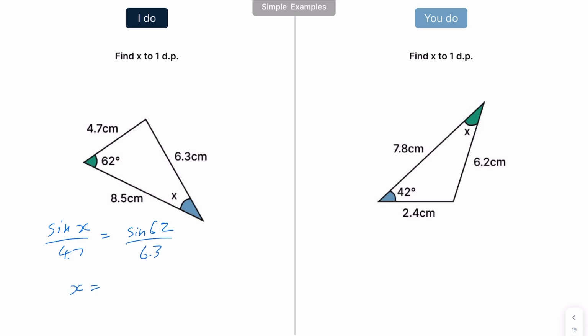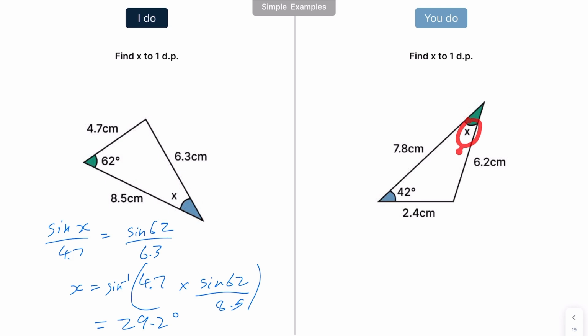And then x becomes 4.7 times sine 62. Divide that by 8.5. And we are doing the inverse of sine. And that becomes 29.2 to 1 decimal place. Again, hopefully press pause and have a go at the example on the right.